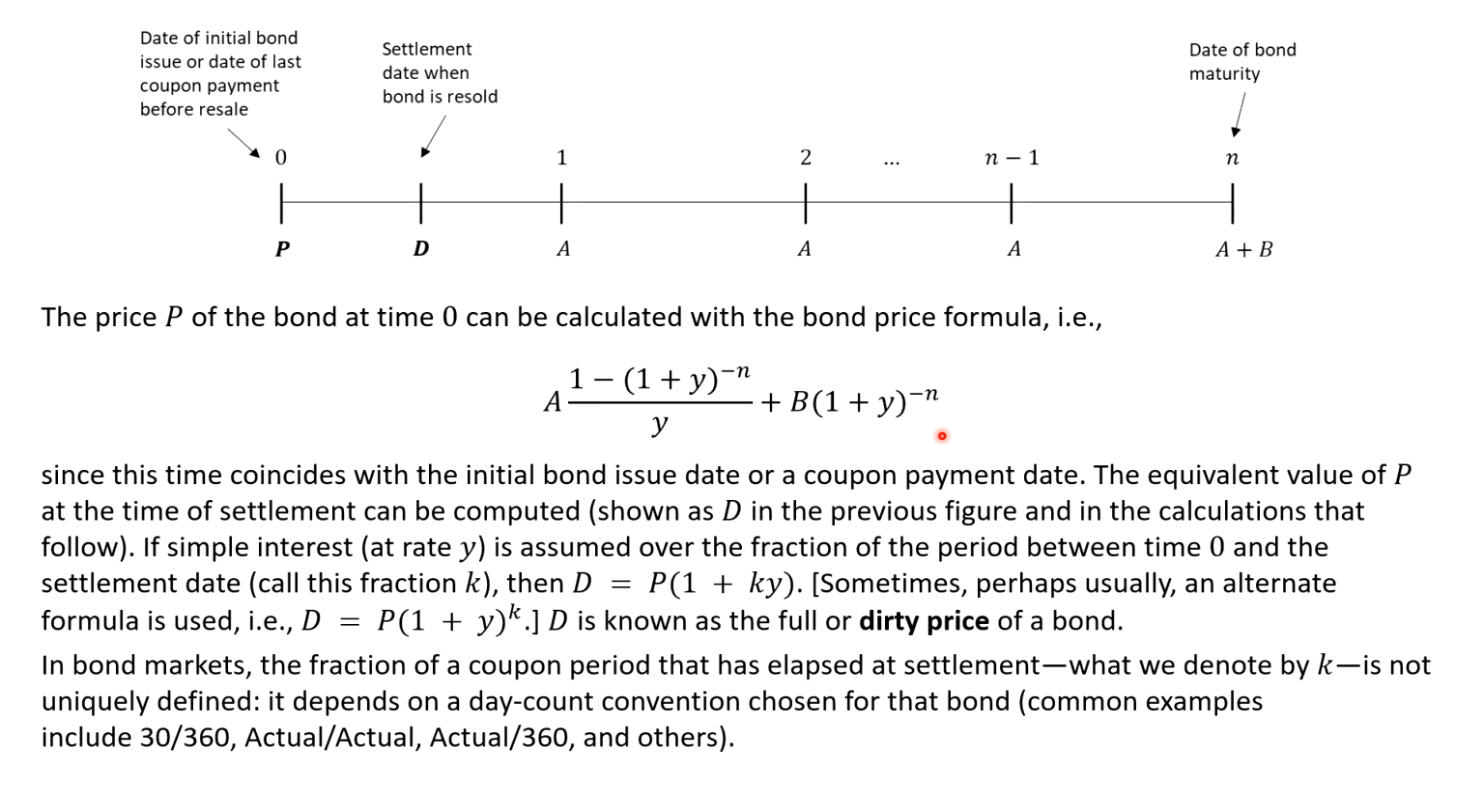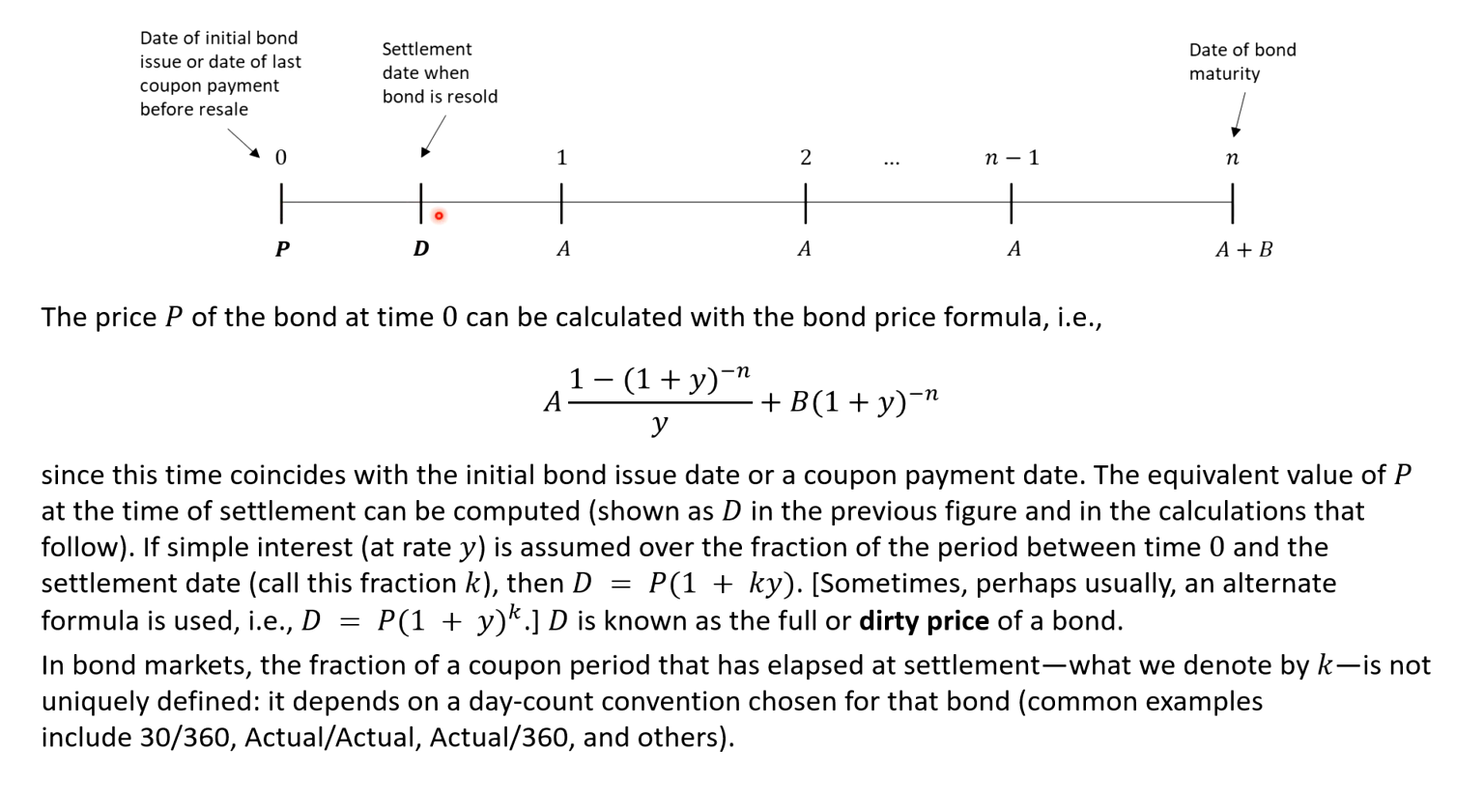So here we have the formula for the price of a bond, and that's what we've been using all along. What I want to emphasize here is that it applies at the initial bond issue date or at a coupon payment date. So like one of these dashes along here. But what's more common is that the settlement, when the bond is resold, is between these periods. And so you have an issue because, say, the bank, let's say it's sold here, and the bank owns the bond during this period here.